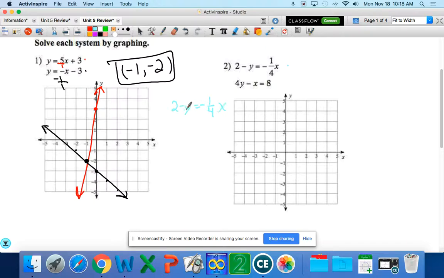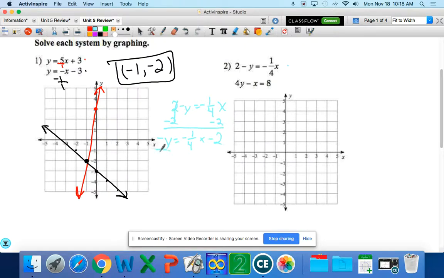So I'm gonna leave it sitting where it is right here. Some people like to move it to the right. That's what I would do personally. But I know most of my students, especially this year, like to leave y on the left-hand side, and that's fine. So we subtract 2 from both sides. I get -y equals -1/4 x minus 2.